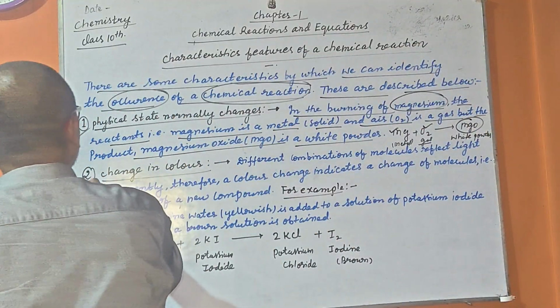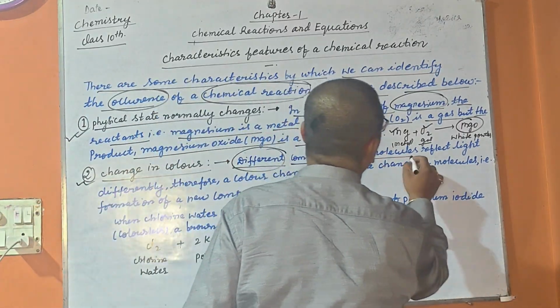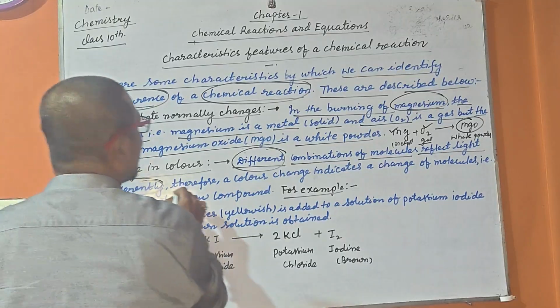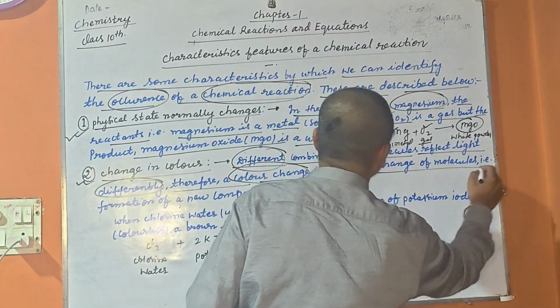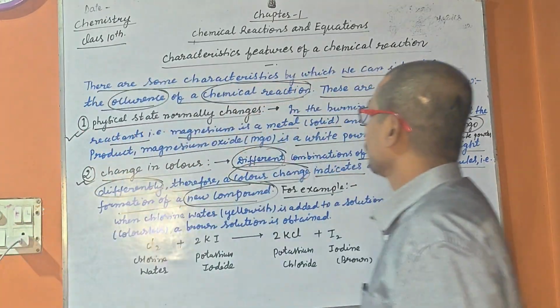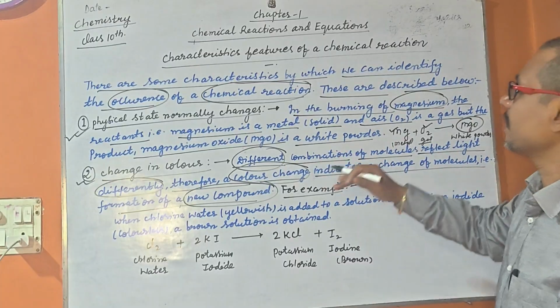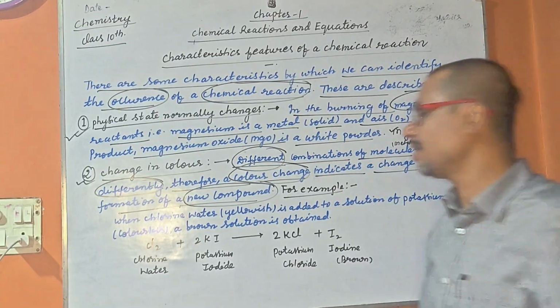Second, change in color. Different combinations of molecules reflect light differently. Therefore, a color change indicates a change of molecule, that is, the formation of a new compound.